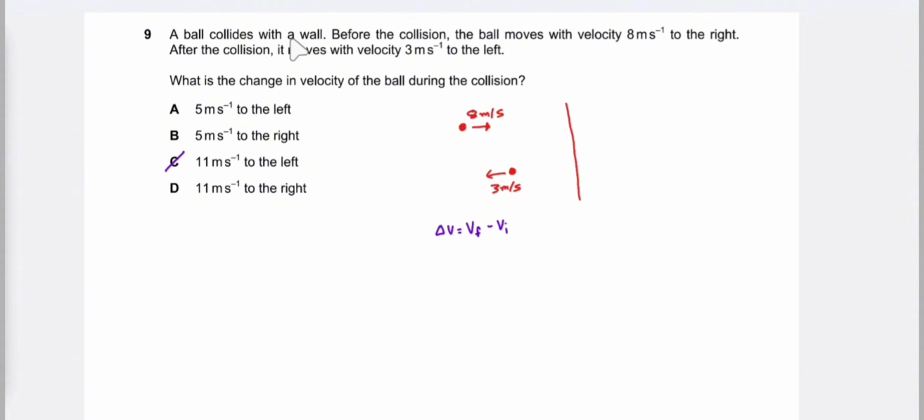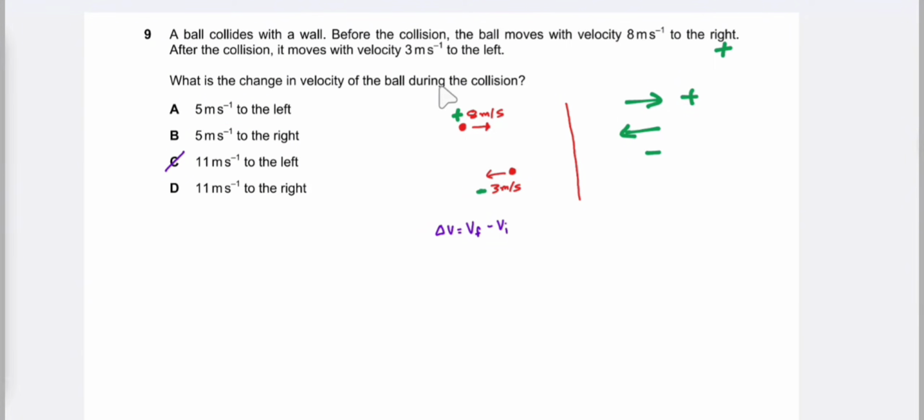9. A ball collides with a wall. Before the collision, the ball moves with velocity 8 meter per second towards the right. Right after collision, it moves with a velocity of 3 meter per second to the left. If we consider the right as positive, then the left is negative. That means the velocity towards the right is positive, while the velocity towards the left is negative. So after the collision, its velocity is negative 3 meter per second.